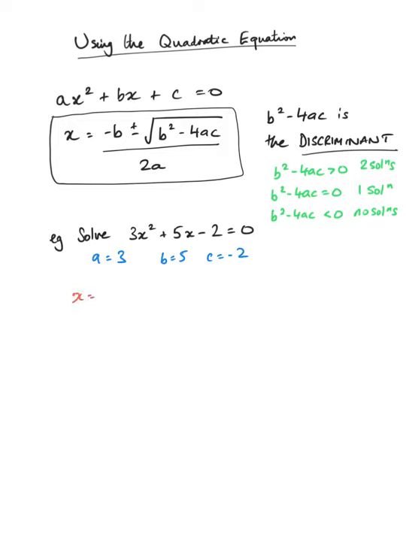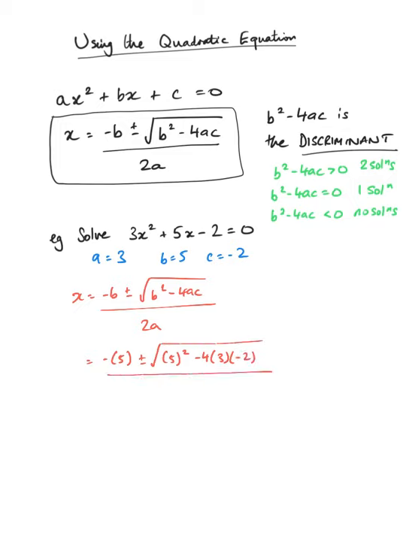So I know that x is equal to minus b plus or minus the square root of b squared minus 4ac all over 2a. I'm just going to substitute in the numbers that I've got. So x is minus 5 plus or minus, and the reason it's plus or minus is normally there's two solutions, the square root of 5 squared minus 4 times 3 times minus 2 all over 2 times 3.